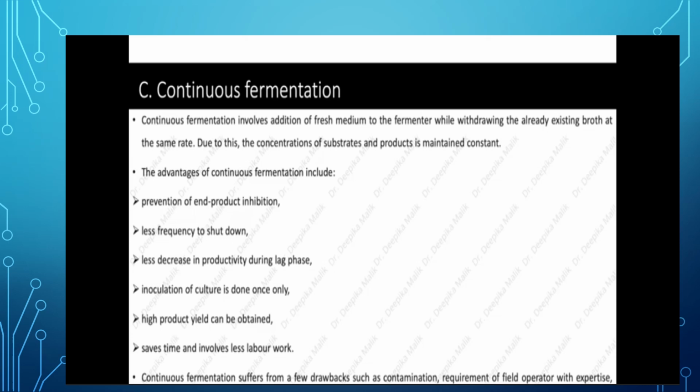Continuous fermentation involves the addition of fresh medium to the fermenter while withdrawing the already existing broth at the same rate. It has various advantages: prevention of end product inhibition. Sometimes the end product inhibits the process, but in this way you will prevent the end product inhibition. It has less frequency of shutdown, less decrease in productivity during lag phase, and there are also various other advantages.